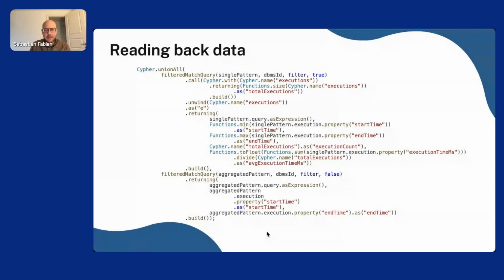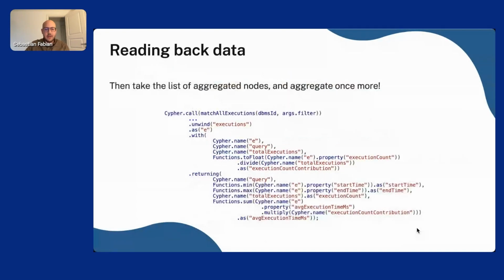And this query, by the way, is written in Cypher DSL, which is a very nice way of writing Cypher in Java without having to deal with text blocks and things like that. And then we just take the union of these, and we end up with a bunch of aggregated nodes. It can be any number, depending on how big the time window the user selected. So we need to do one more thing before we present it to the user. And that is, we need to take this list of aggregated nodes, and we need to aggregate it once more.